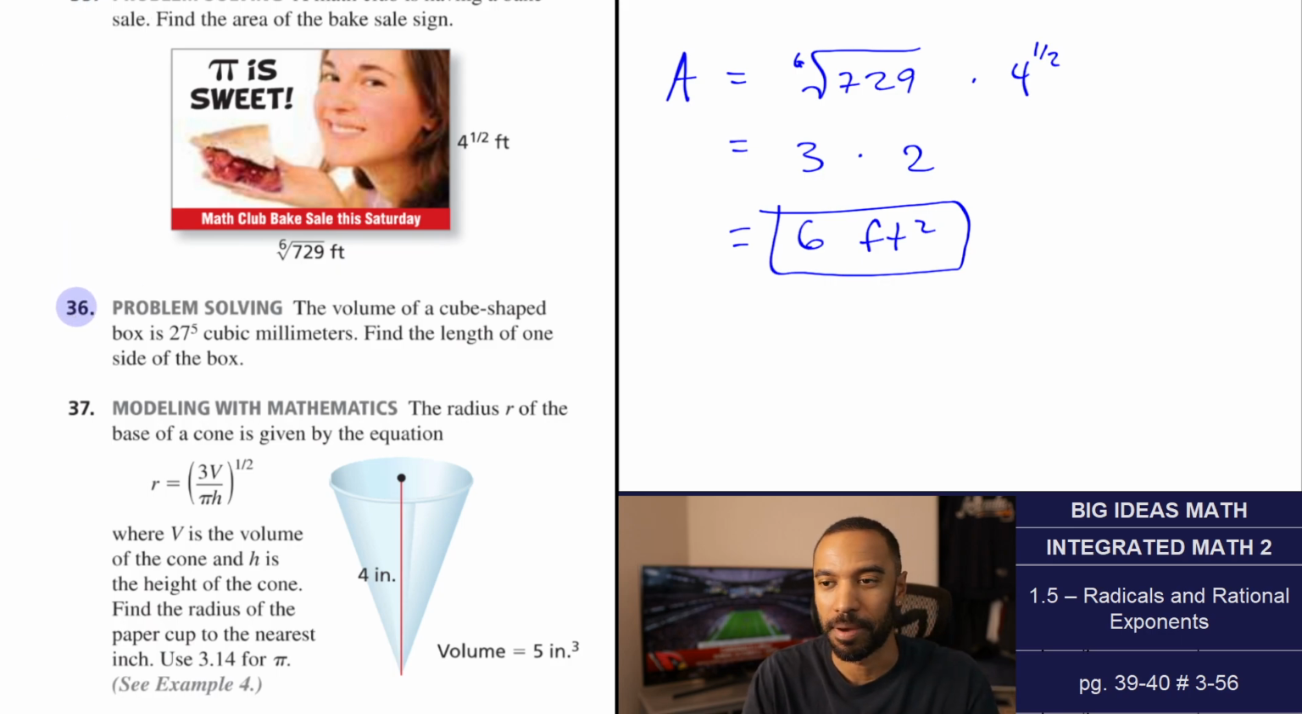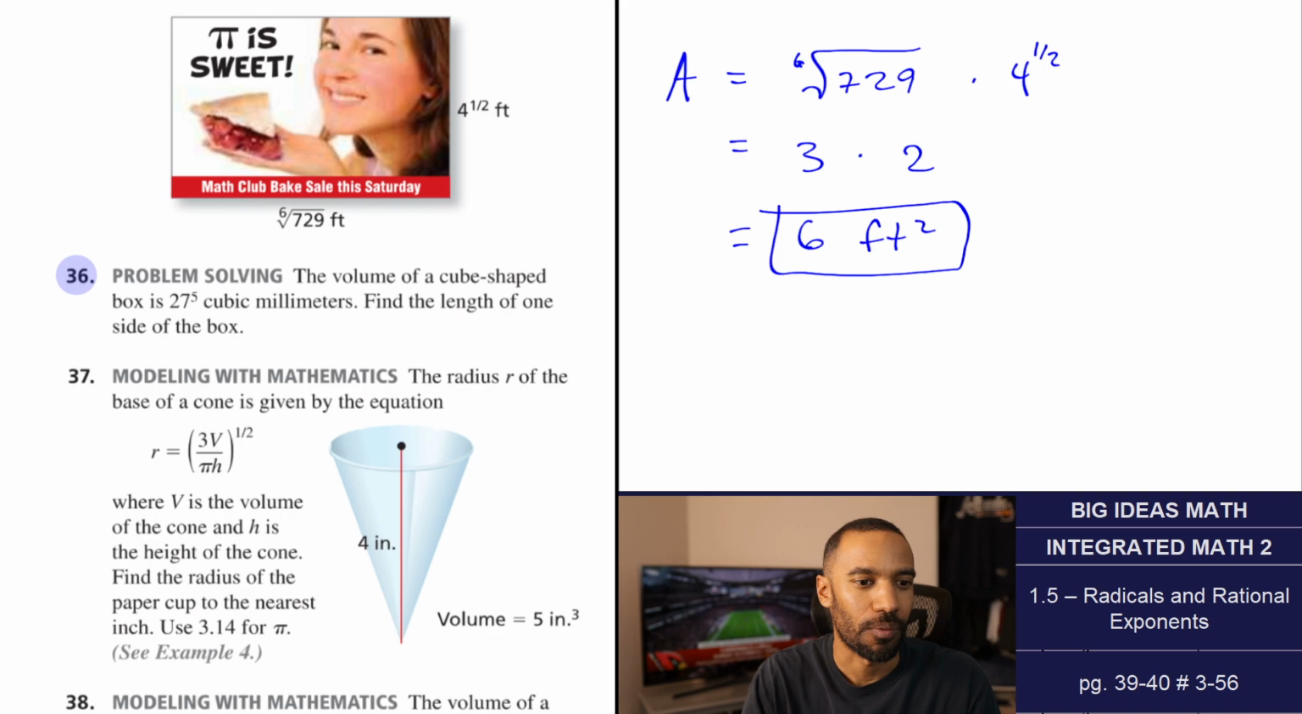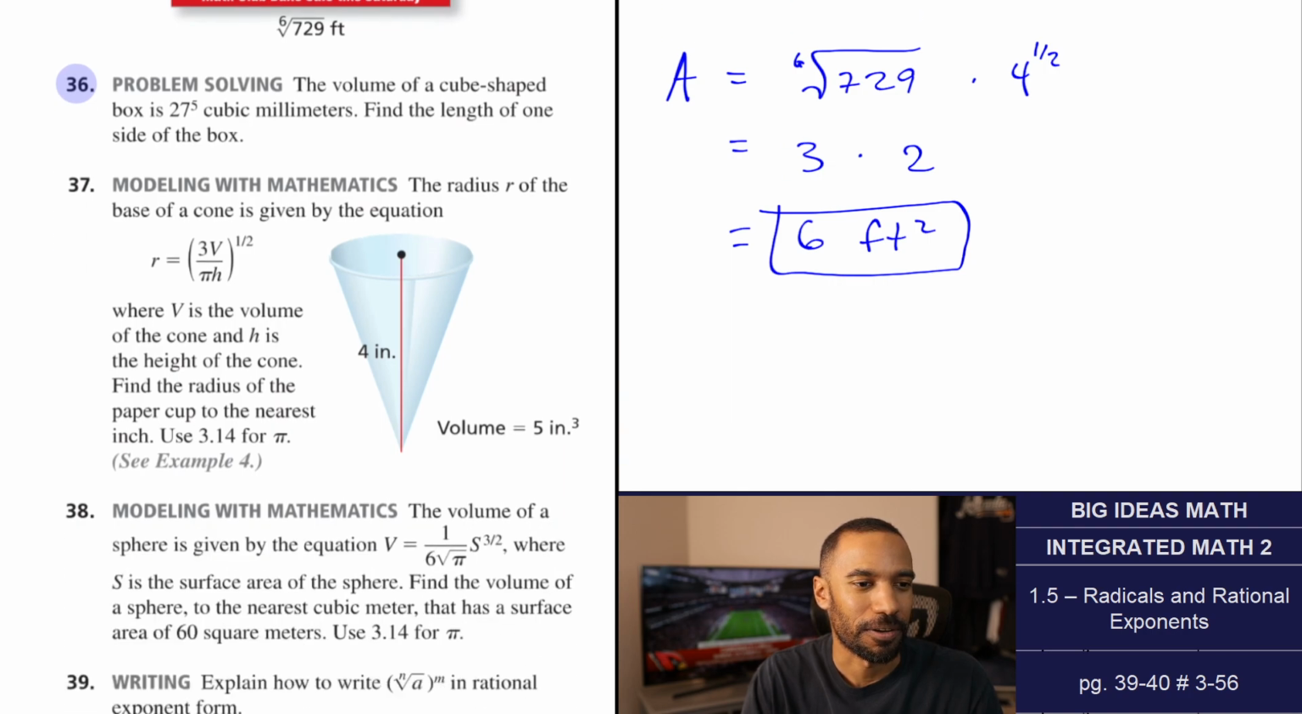Okay. It's a 3 by 2. 3 feet by 2 feet. Why didn't they just say that? Oh, wait. I want to see it. Pie is sweet. Math club. Bake sale this Saturday. Okay.